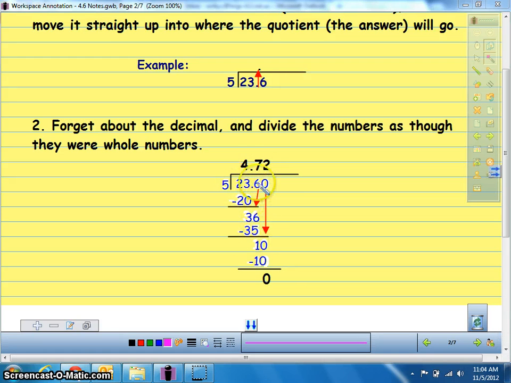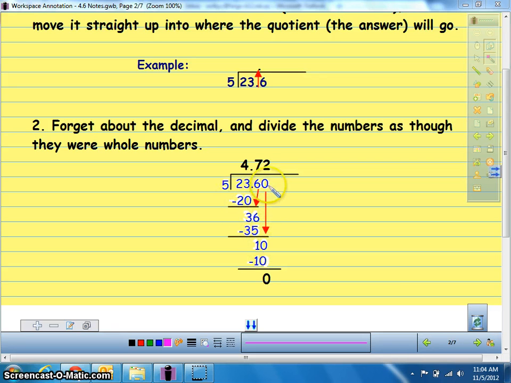So we put our 7 up above where that is. That's where that column would be. 7 times 5 is 35. When we subtract it, we get 1. Well, we can't stop there. This needs to be a 0 if we're going to stop. So we add a 0 and we bring it straight down.